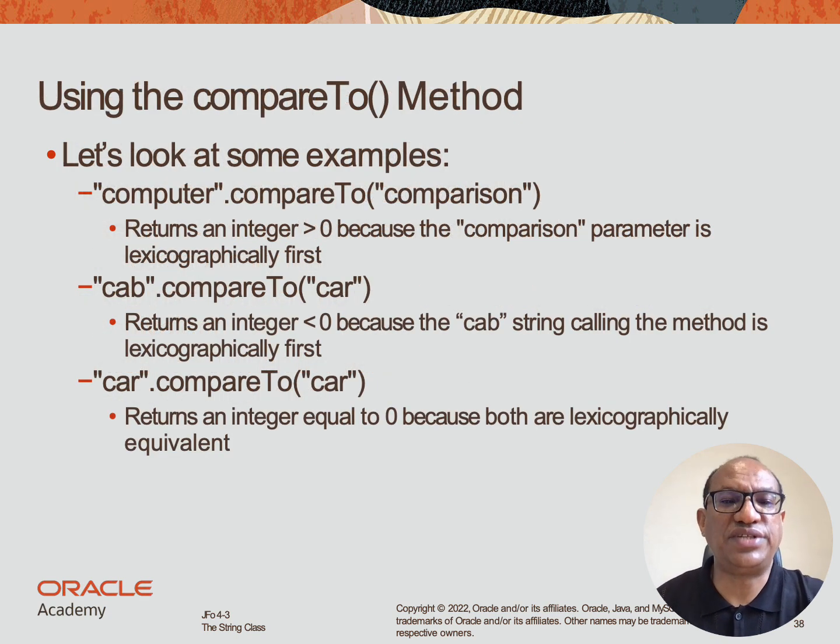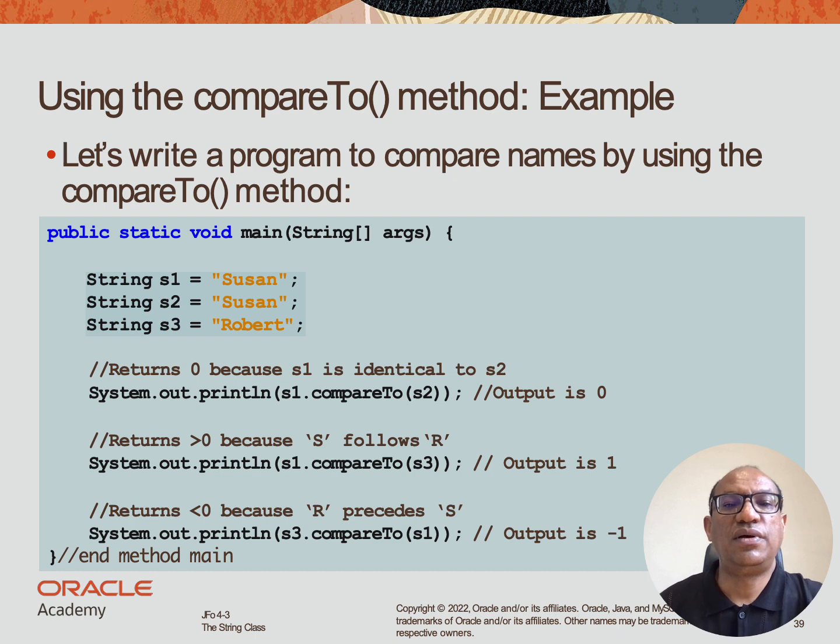Let's look at a few examples. "Computer".compareTo("comparison") will return an integer greater than 0. "cab".compareTo("car") returns an integer less than 0. "car".compareTo("car") returns an integer 0. Here is another example using compareTo. So practice it on the computer.